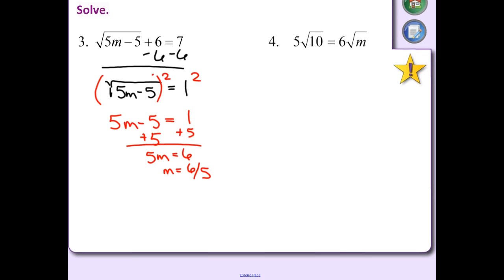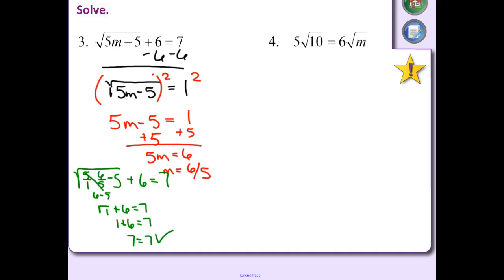All right, let's check it and see if we're right. So we've got the square root of 5 over 1 times m, which is 6/5, minus 5, plus 6 equals 7. There's my original. Well, these are going to cancel, so we're going to get 6 minus 5, which is 1. The square root of 1 plus 6 equals 7. 1 plus 6 equals 7, so 7 equals 7. It checks. So this is an answer.